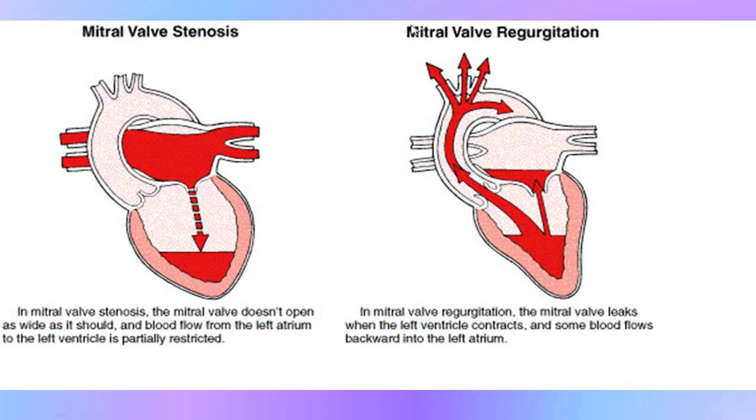This is another figure that shows the mitral valve stenosis, and this one is mitral valve regurgitation. Stenosis is when the valve fails to open properly. So you can see that due to this, the blood is not properly or sufficiently pumped to different parts of the body. But in regurgitation, the valve fails to close properly, resulting in the flowing back of blood in the chamber.